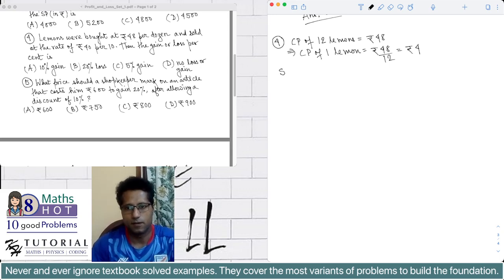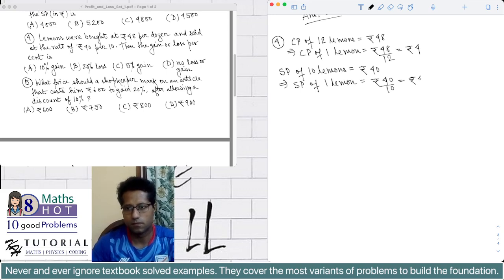Similarly, it is given that selling price of 10 lemons is equal to rupees 40. This implies selling price of one lemon is equal to rupees 40 by 10, which is equal to rupees 4. So the cost price and the selling price are the same.